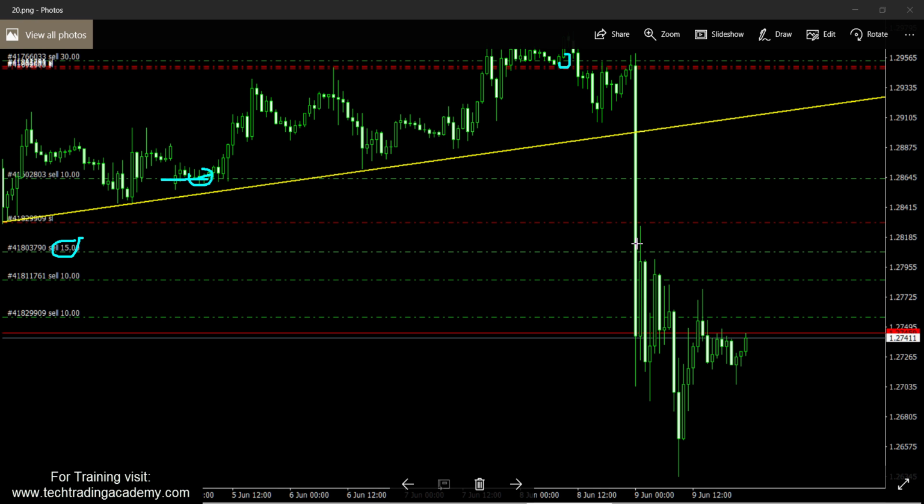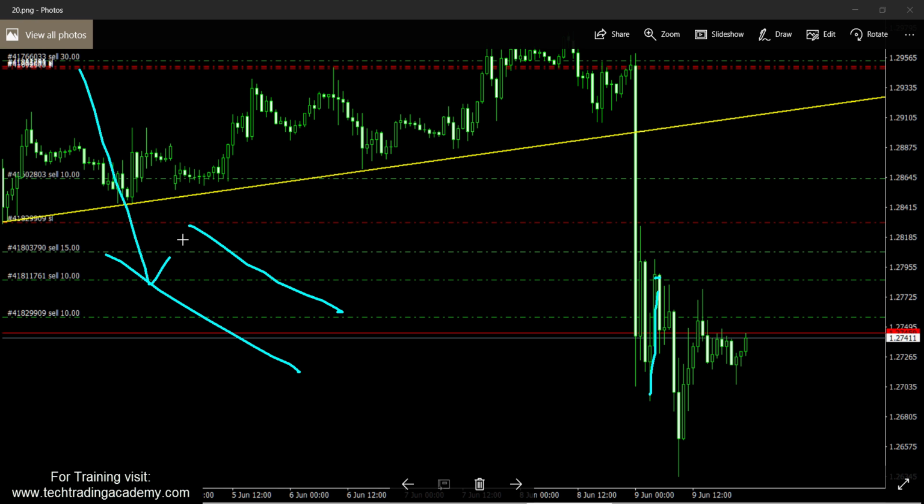This other entry I took here at this area when I saw that impulse and sharp pullback on the lower time frame. If you remember, I showed you a reversal channel on Friday. Do you remember that? These entries were based on that channel. The first one was that, the second one was this, and the third one which I showed you was on the 5-minute time frame.